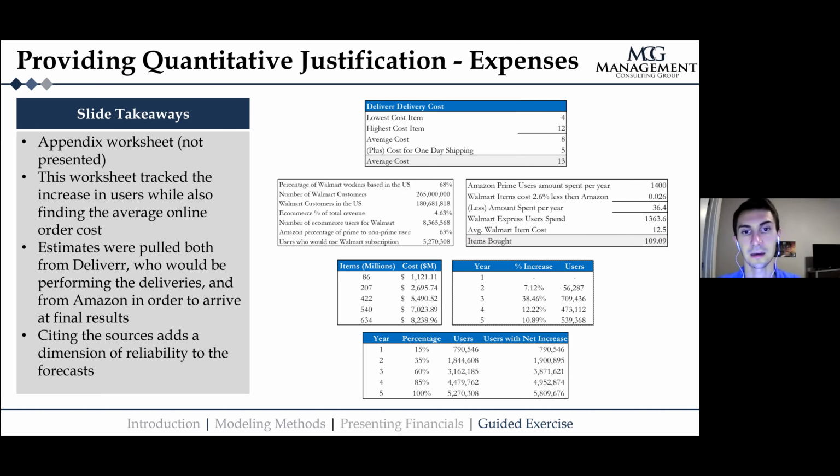Next, that second box, the percentage of Walmart workers based in the US was 68%. For this box, we weren't able to find how many Walmart customers were in the US, and this was just going to be a US program. So to get to that, we found the number of Walmart workers in the US, which was 68%, and then we multiplied that by the total number of Walmart customers to get an estimate of the Walmart customers in the US. Like we talked about before, that number of 180 million is probably not exactly correct, but the logic is there. It makes sense how we got to it.